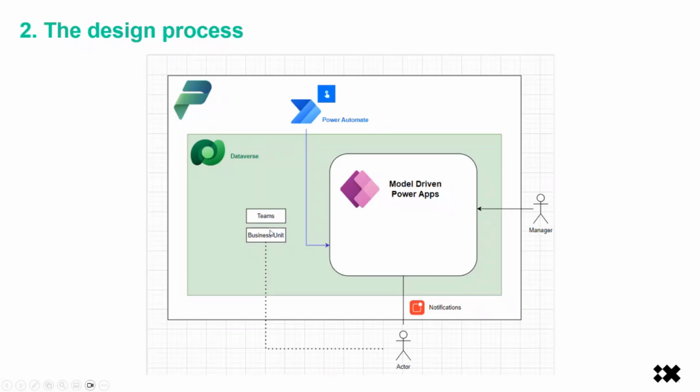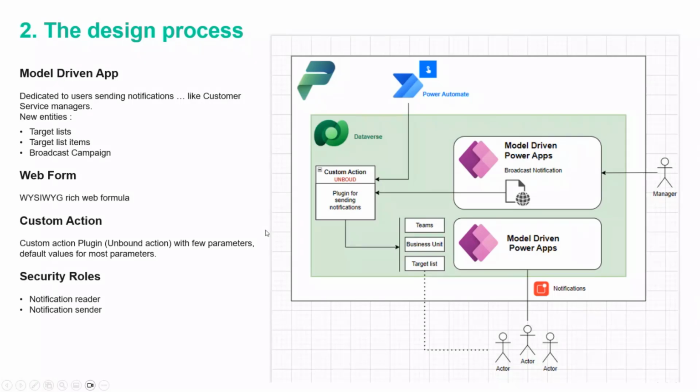So the design process. This is what you usually have in your applications when you're using a model-driven app. You have the model-driven app, and the Dataverse, where you have your team and your business. If you want to send a notification to a user, you can create a flow or a plugin or anything else to send it. What we did is add another model-driven app above the one that already exists. If you install the solution, you will have this. In this model-driven app, you will have a web form which will help you send the notification. The form is a WYSIWYG one, so you can visually create your notification and target anyone: a team, a user, a business unit, or a security role, sorry.